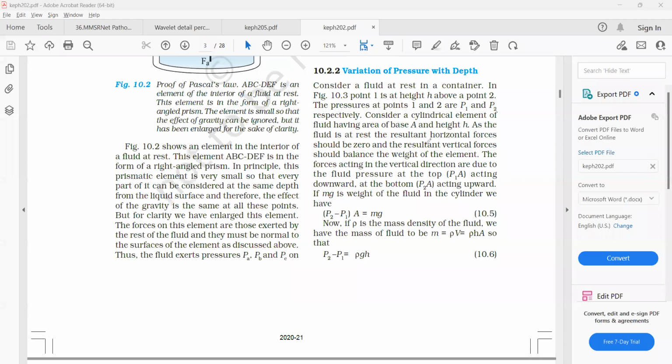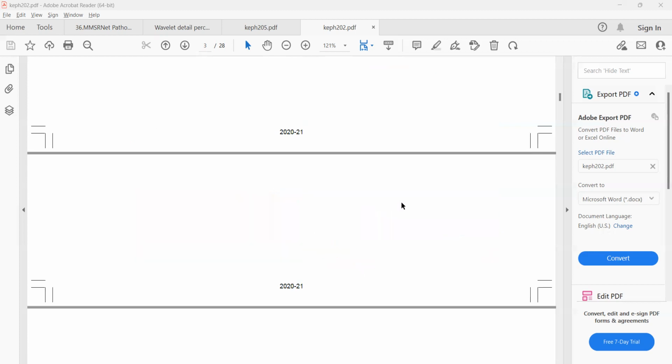Now because this fluid is at rest, the resulting forces, meaning the force acting from the top and the force acting from the bottom, should balance. So (P2 minus P1)A must be equal to mg. So here P2 minus P1 is equal to rho gh, because m is equal to rho into A into h. That's how we have arrived at this equation.